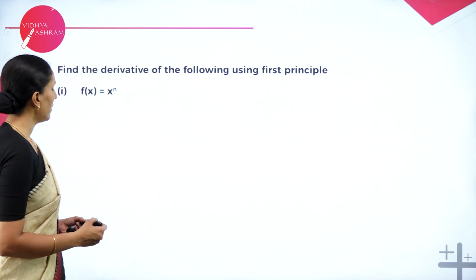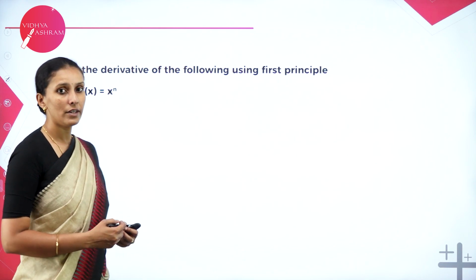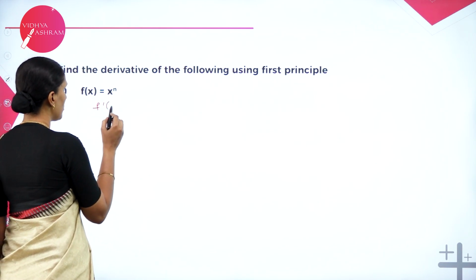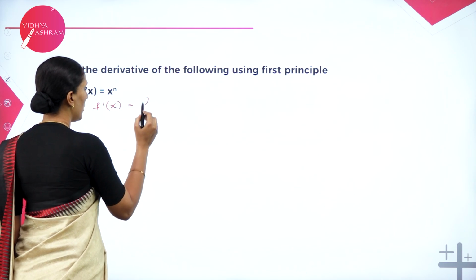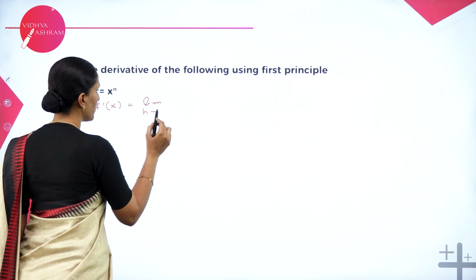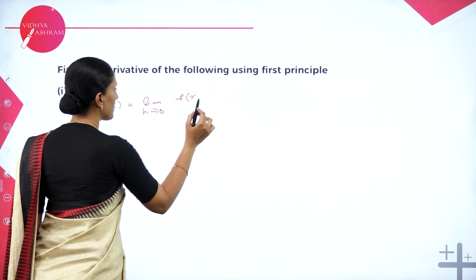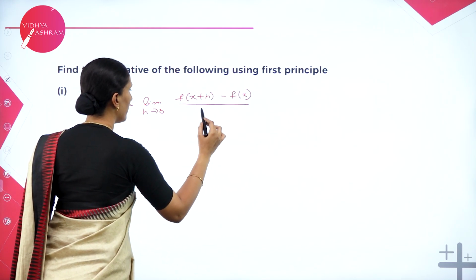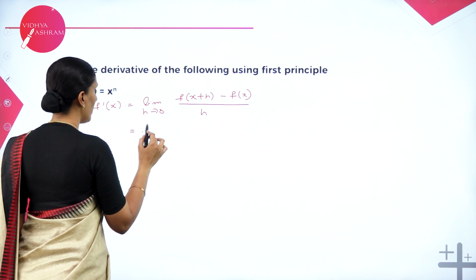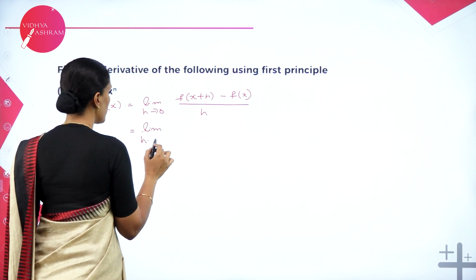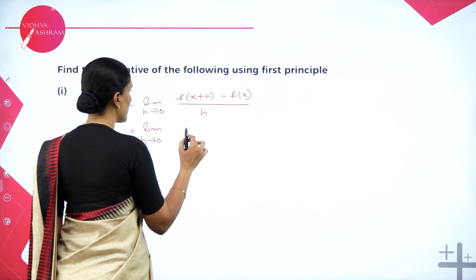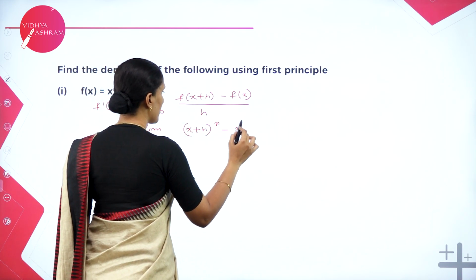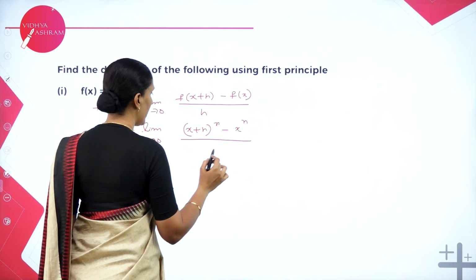Next one, find the derivative of the following using the first principle. Let us take the definition here. f dash of x is equal to limit as h tends to 0, f of x plus h minus f of x, whole divided by h. So now limit as h tends to 0, this can be taken as x plus h whole power n minus x power n divided by h.